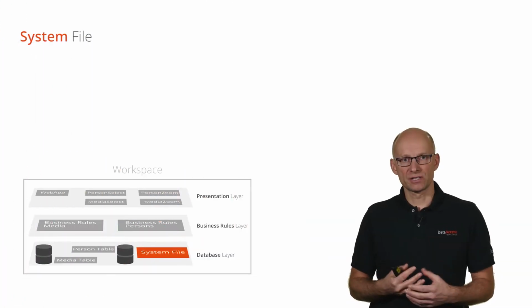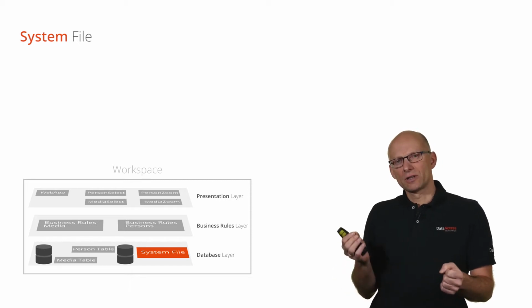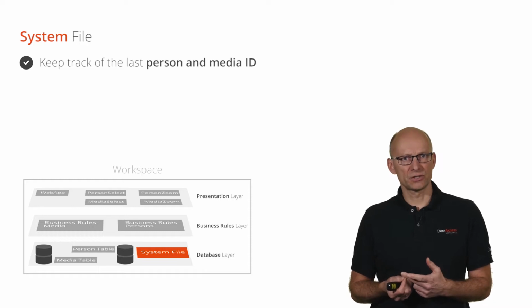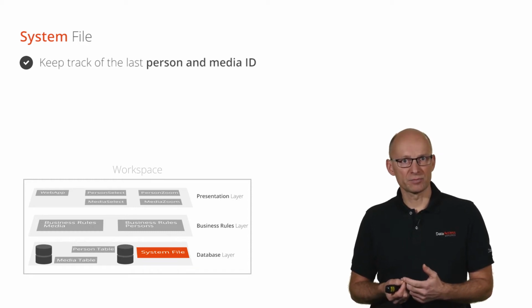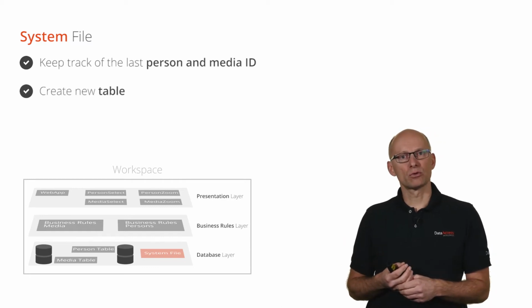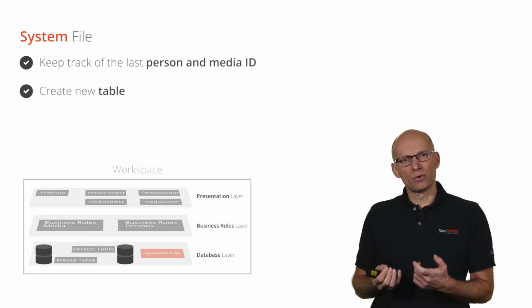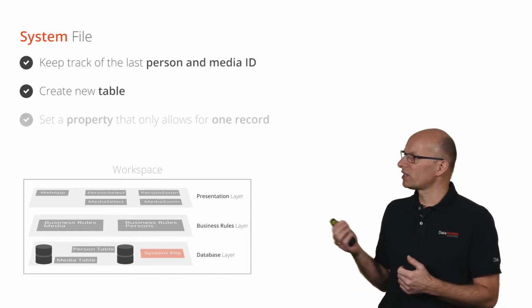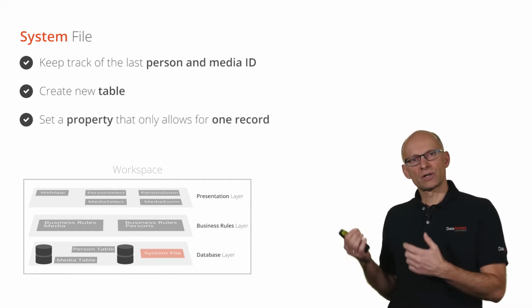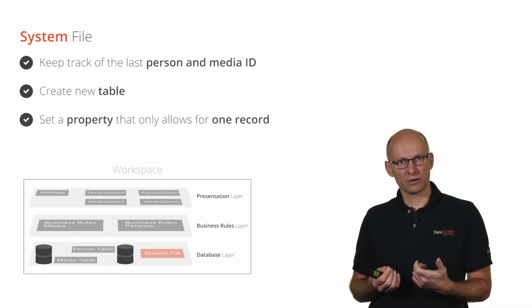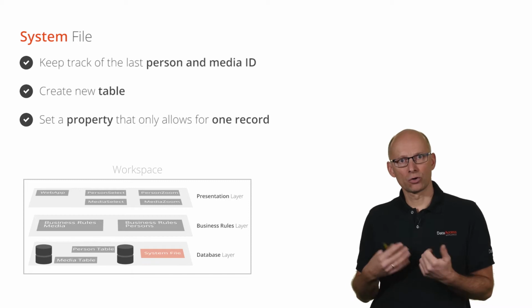First, we're going to create a system file. Like I said before, the system file is just needed to keep track of the last person ID that has been issued and the last media ID that has been issued. We go to DataFlex and click on Create New Table. The name of the table is not really important. Usually I would call it sysfile or something like that. But we need to set a property that makes sure that DataFlex understands that this is a system file, so that it only allows for one record, and that record will automatically be loaded by DataFlex.